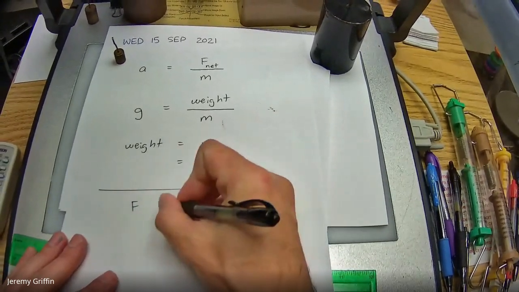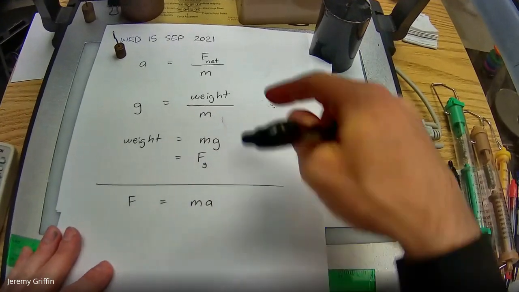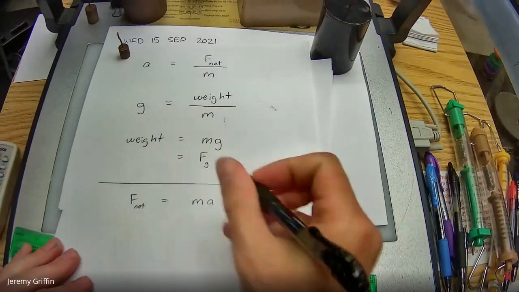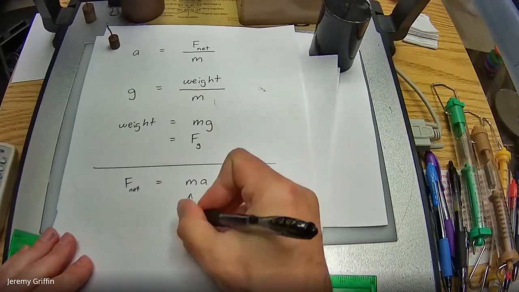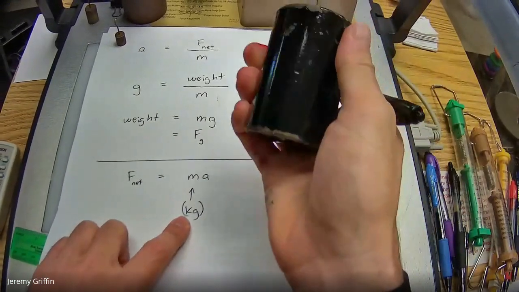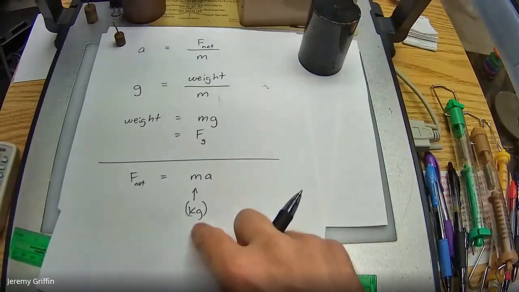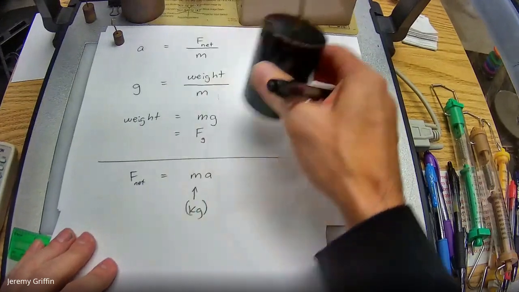Let me put it back in its non-fraction form. F equals ma. This and this are the same thing, right? Now, you guys know that mass is measured in kilograms. And remember, this is the only base unit that has a prefix baked into it. So 1 kilogram is 1,000 grams, but this is the base unit of mass in this class. It's this guy right here, 1 kilogram.